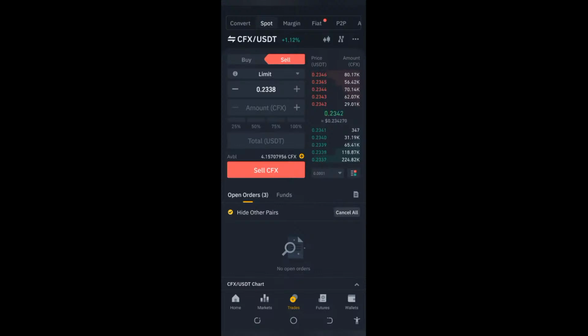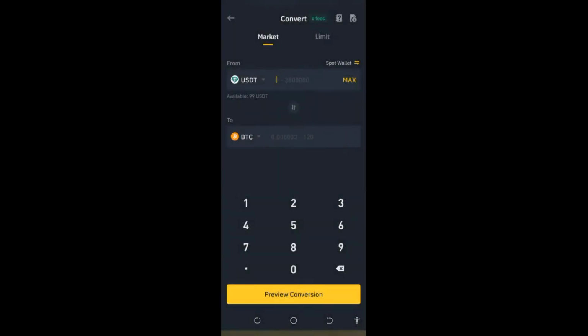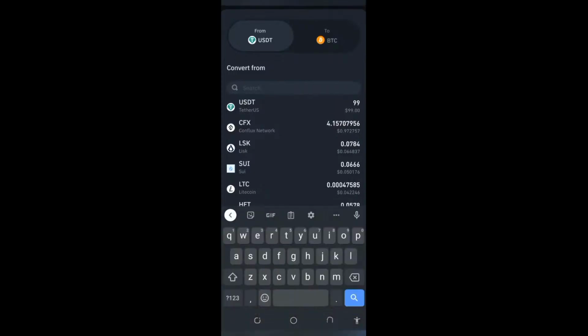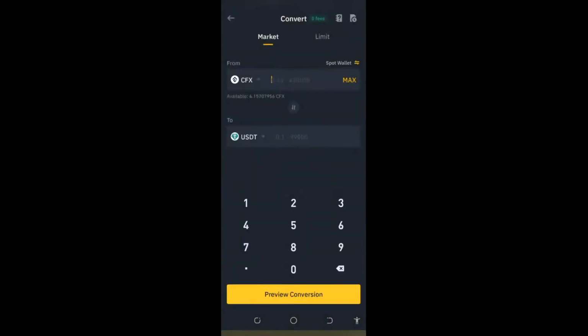4.15. We sent out 4.26, and now it's at 4.15. Obviously, we cannot change it here, so we have to go back to our convert and put that in here. Let's put in CFX, and then USDT. Let's see how much we get. Max. Let's see how much we get.